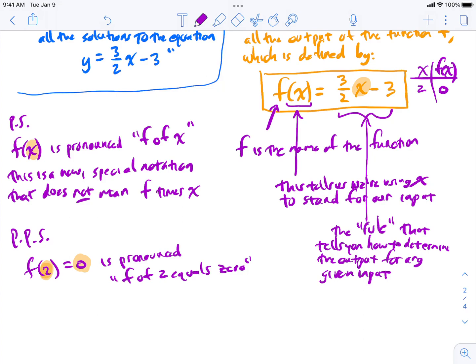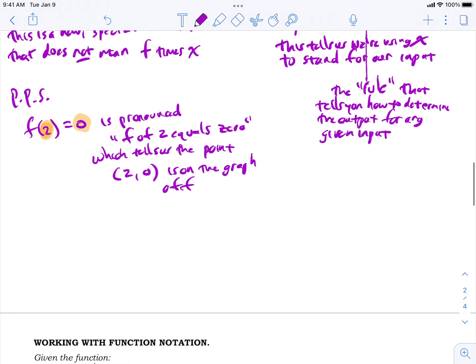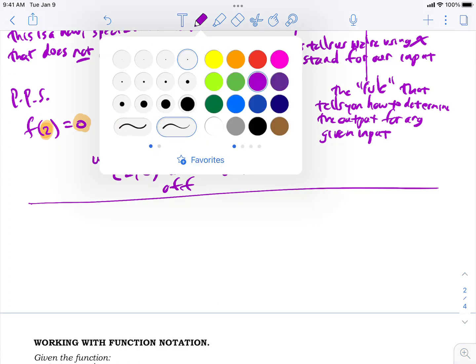And the other thing it tells us is that we have a point. When x is 2, y is 0, speaking loosely. 2 comma 0 is a point. The point is on the graph of the function. You can graph functions, right? So we got this new notation. And then, you know what? I'm going to put a PPPS. Maybe I'll change colors here.